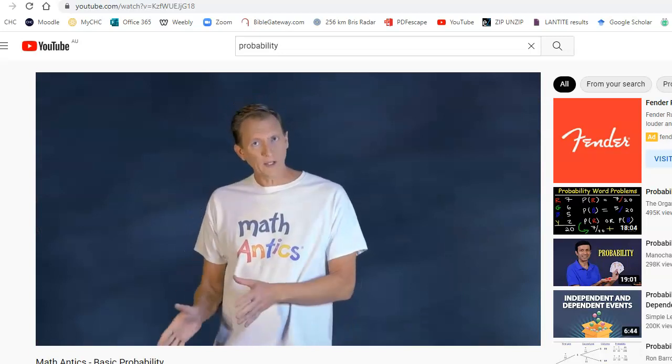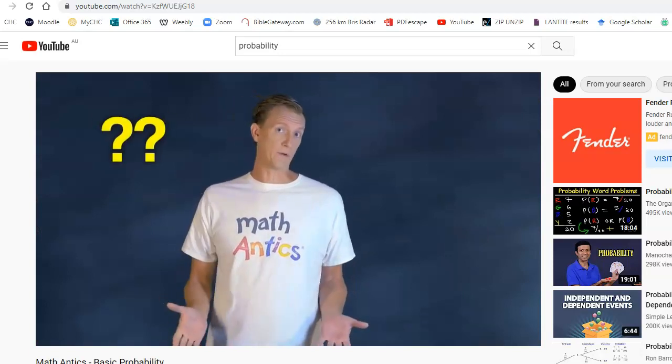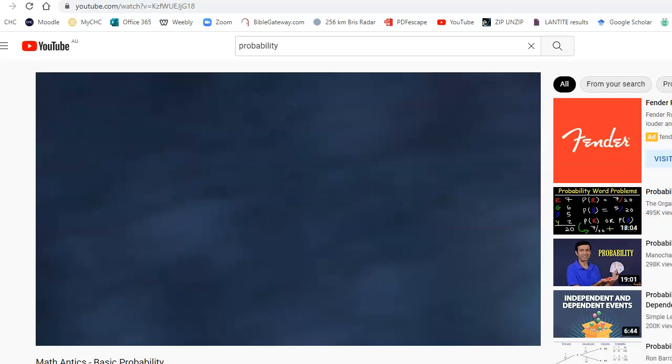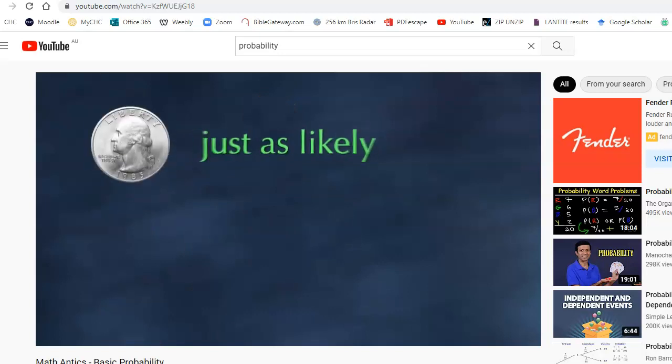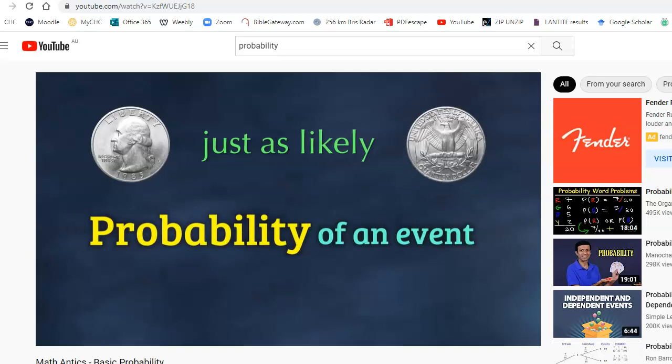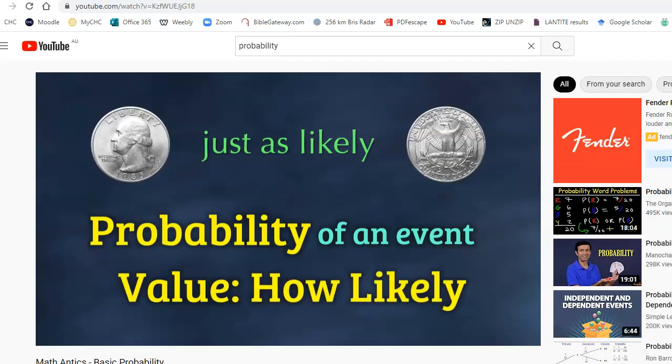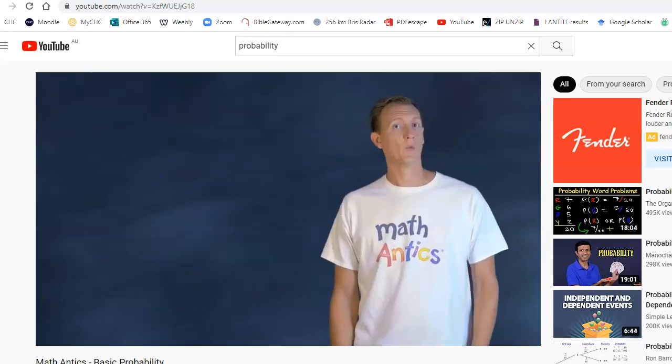Even though we don't know what each coin flip is going to be, we do know a few things about it. We know that with a fair coin toss, heads is just as likely to show up as tails. The probability of an event, like getting heads or getting tails, is a value that tells us how likely that event is to happen.